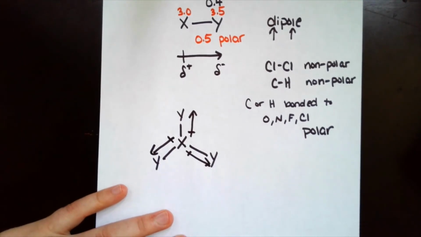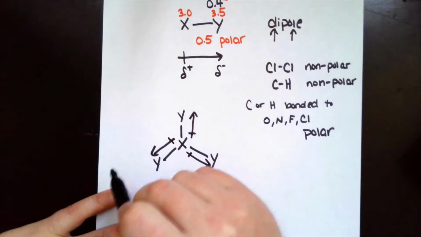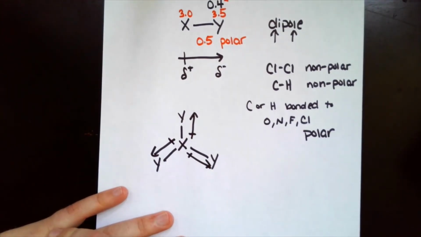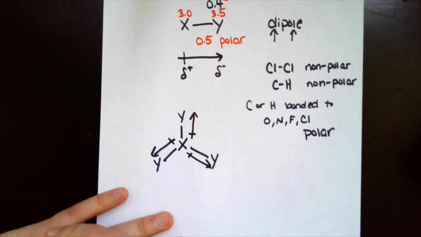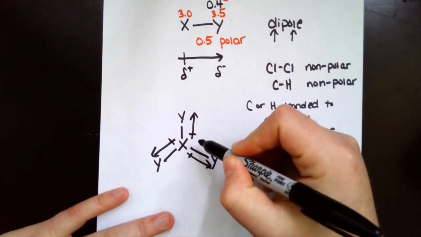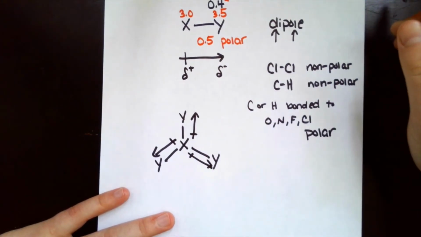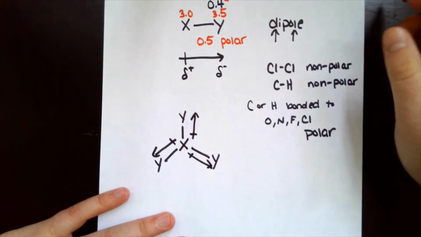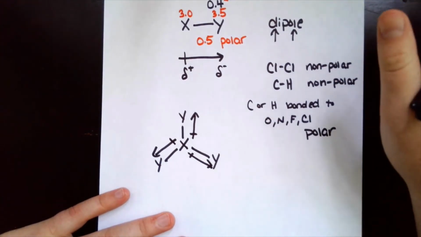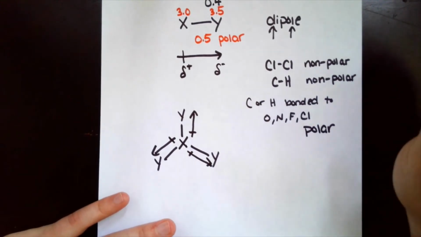But think about it this way. If you have three people all pulling on something in the center, they're pulling in opposite directions, but all pulling with the exact same strength, is that thing going to go anywhere? No. It's going to stay perfectly centered. Similarly, if all of these have the exact same degree of polarity, and they're all pulling in opposite directions, effectively their polarities cancel out. So the individual bonds are still polar, but the molecule as a whole would be nonpolar.